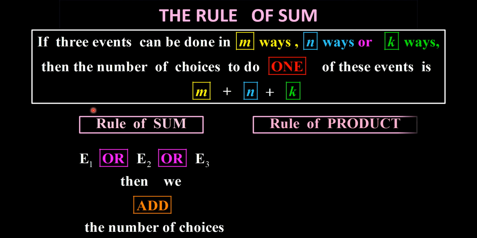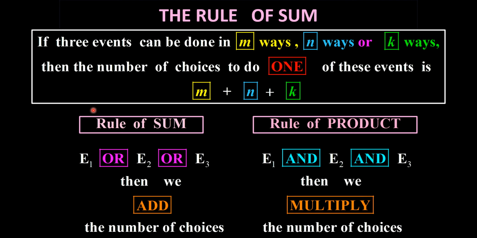And the rule of product would be that you have event E1 and event E2 and event E3, then we multiply the number of choices here. So in the case of sum, we have 'or', then we add. If we have 'and', then we multiply our choices.